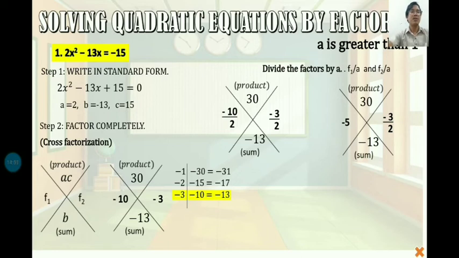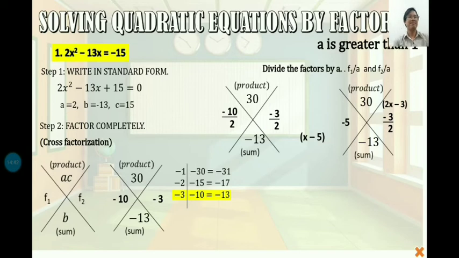So the first factor that we are looking for, since the first one is negative 5, which has denominator 1, the numerical coefficient of x is also 1. So just simply write x, then copy the factor, which is negative 5. So that is x minus 5. And for the second factor, negative 3 over 2, since the denominator is 2, we will put 2 as the numerical coefficient of x, then copy the numerator. So the answer is 2x minus 3. So 2 goes with x, then minus 3.